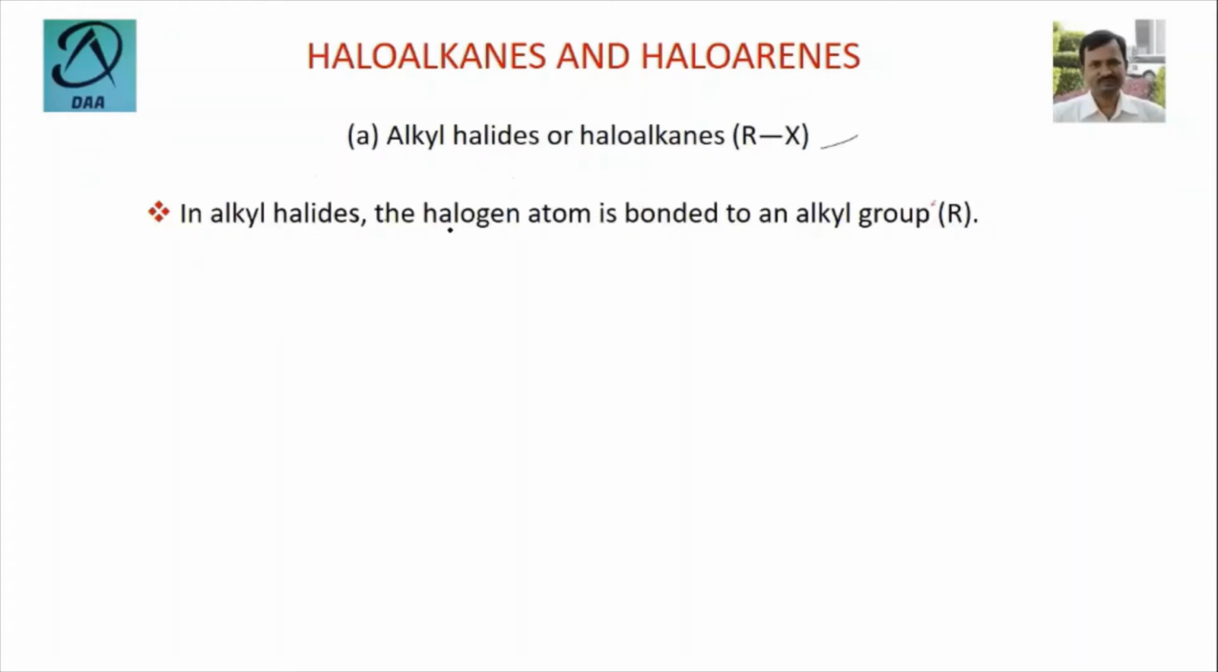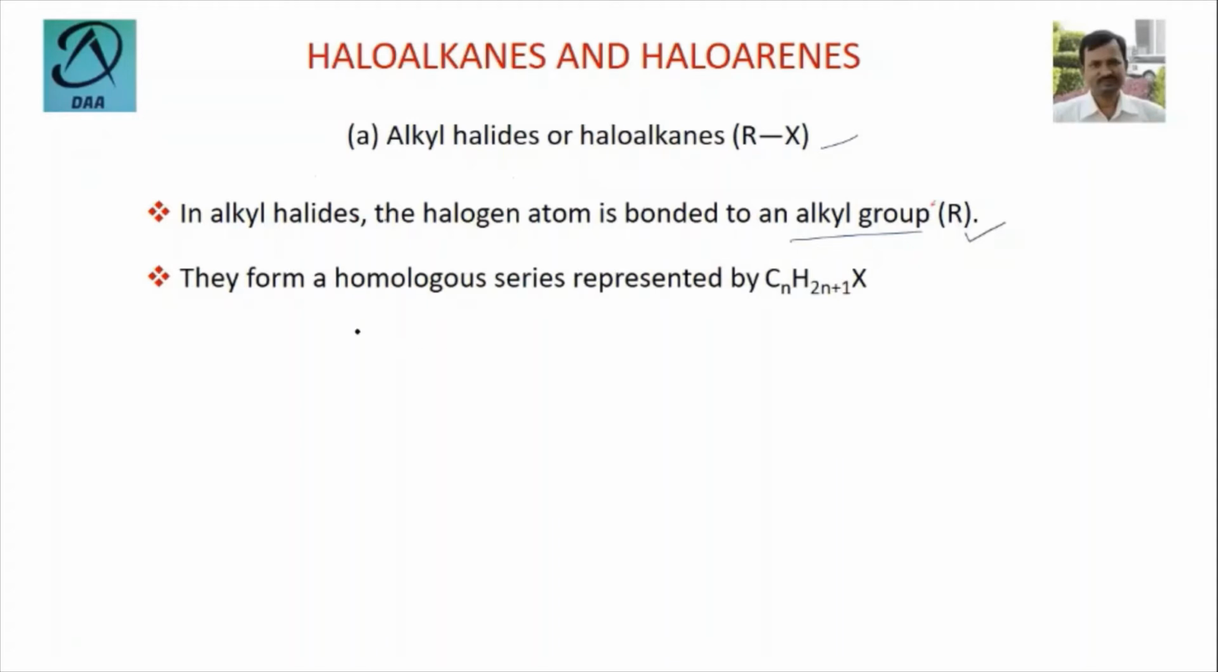In alkyl halides, the halogen atom is bonded to an alkyl group whose general term we usually denote capital R. They form a homologous series represented by CnH2n+1X. So this is the criteria and this is the structure for the alkyl halides.